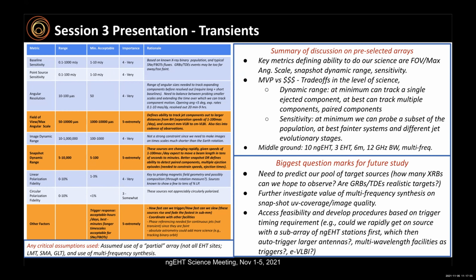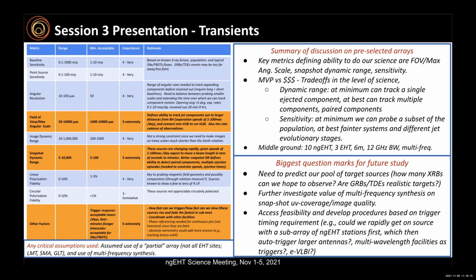So again, for X-ray binaries, we're looking at speeds of 1 to 100 milliarcseconds per day. That means we expect them to be moving over a beam length, let's say the beam is like 25 microarcseconds, in tens of seconds to minutes. That gives you an idea of how long these snapshots need to be.